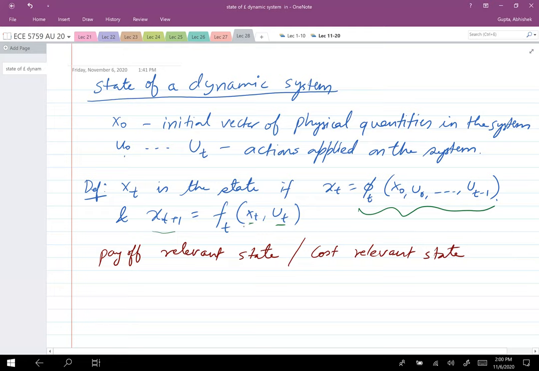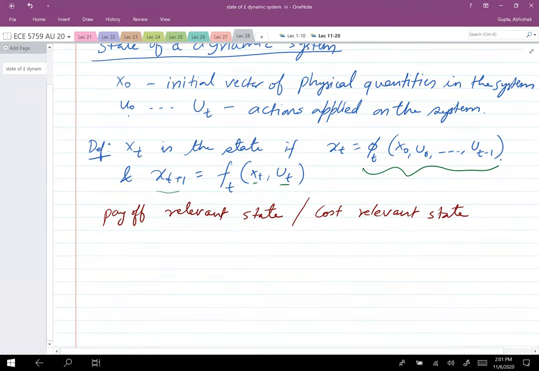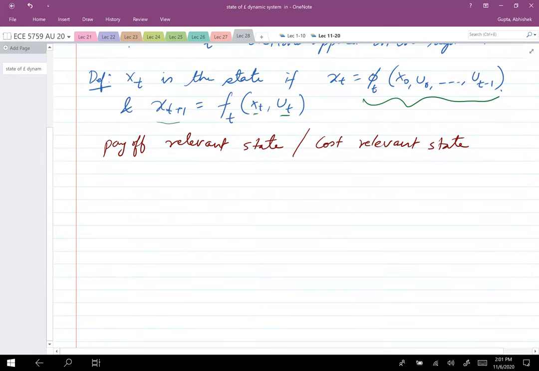For the first definition of state, you don't really need to have an objective function associated with the system. But when you talk about payoff relevant state or cost relevant state, then you have to have an objective that the system needs to satisfy. And pretty much all systems are satisfying some objective. So it's not difficult to imagine a system where there will be some objective. If a vehicle is supposed to drive on the road, a truck is supposed to drive on the road and carry tons of goods, most systems have a certain objective. And if they have objectives associated with them, then you can have a description of what is called payoff relevant state or cost relevant state, which can be defined as follows.